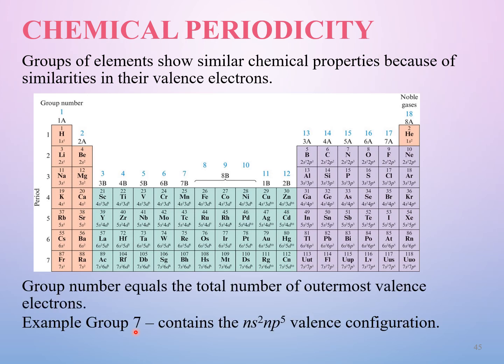And then if you take a look, group number equals number of valence electrons. This will apply right here. If you have group 7, you have 7 valence electrons. If you have group 8, you'll have 8 valence electrons. Obviously, this one's unique because it's a noble gas. Hydrogen and helium tend to just kind of stick out of place. But that's it for this chapter.